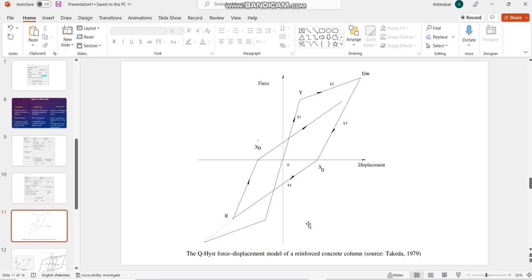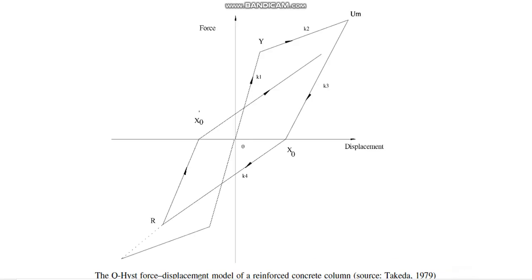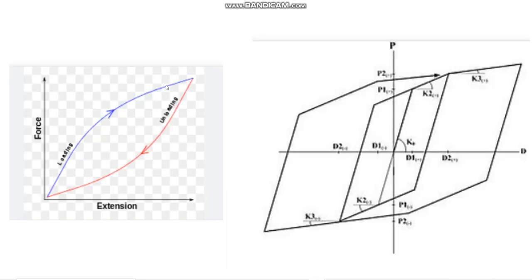This is the Takeda model. See, the hysteresis force displacement model of a reinforced concrete column, Takeda in 1979. If you start from this point, 0, 0, K1 is your stiffness till the yield point. Then from yield to ultimate, your stiffness is K2, and this is your unloading direction. So this is your permanent deformation. And similarly, in negative loading, in the negative direction, and reloading. So this is the Takeda model, which was defined in 1979, and you can use this model for your concrete element, or you can just use the simple elastic model.